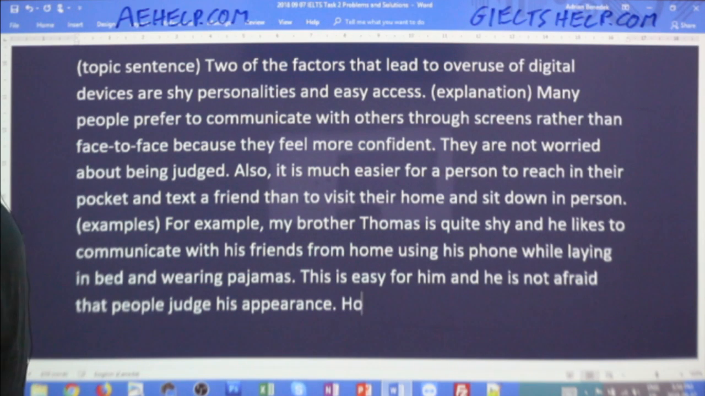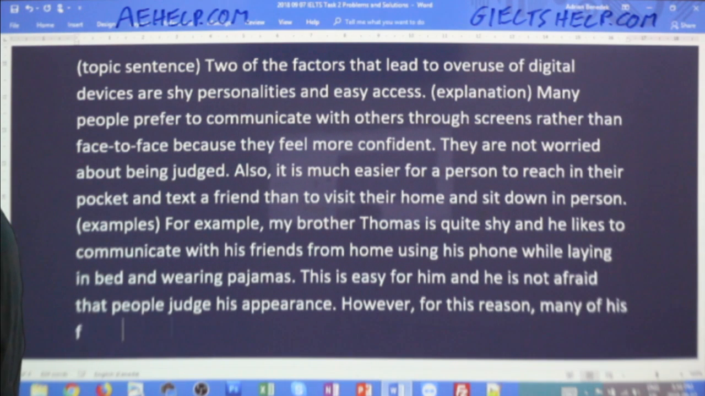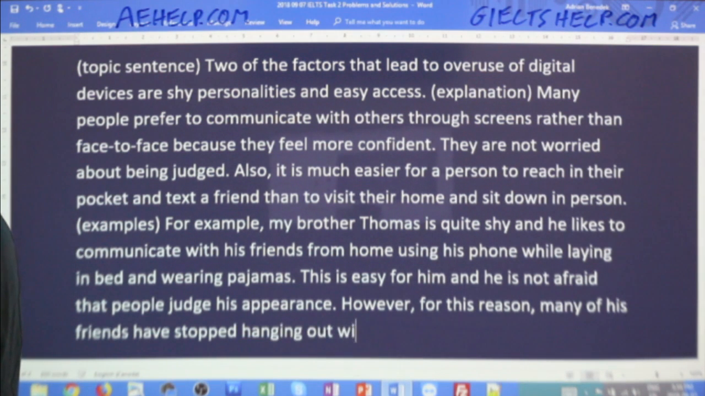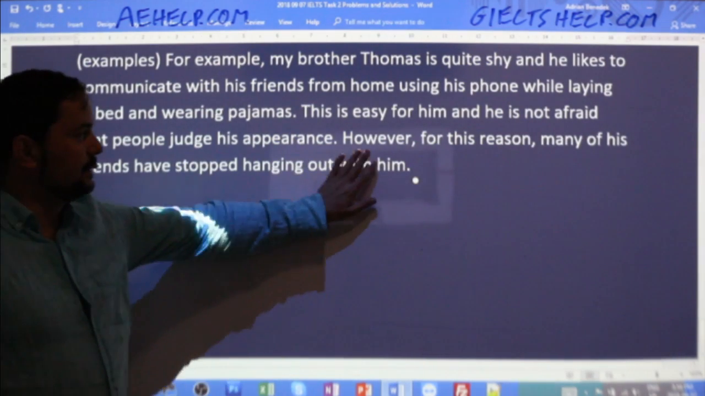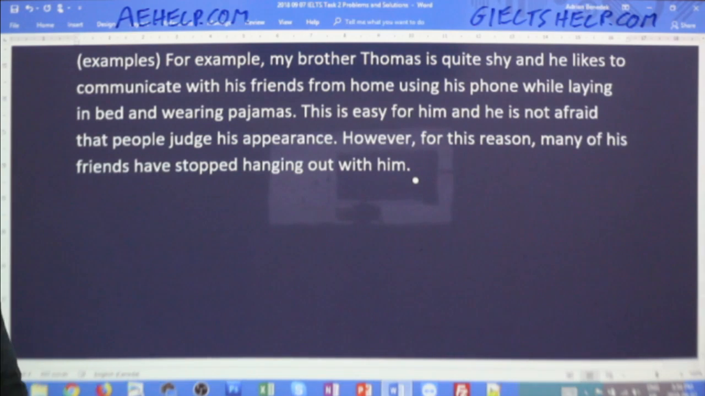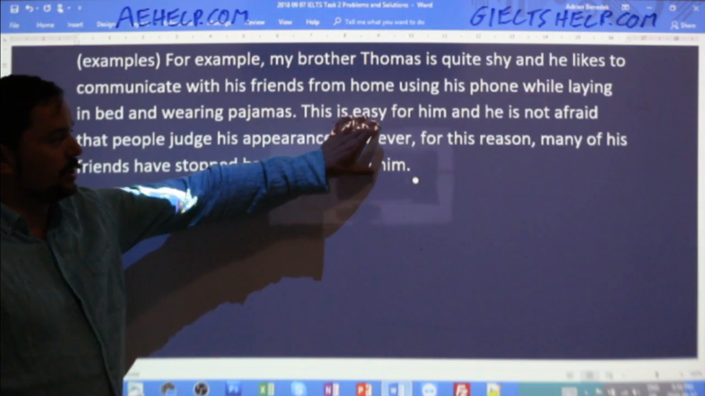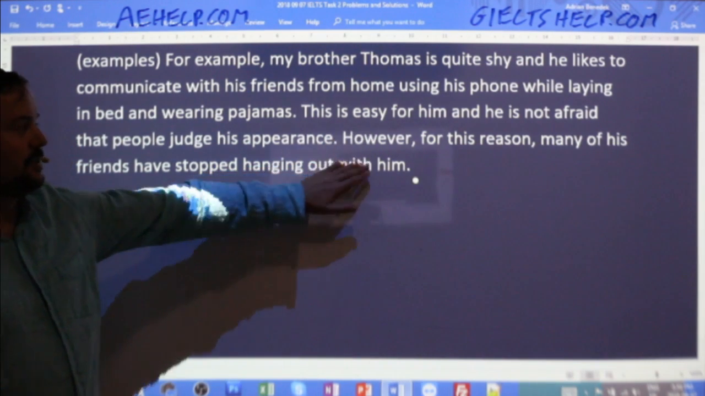However, for this reason, many of his friends have stopped hanging out with him. Okay? So why did I put that last sentence in there? Why did I feel that it's important to include this last sentence to finish this paragraph?